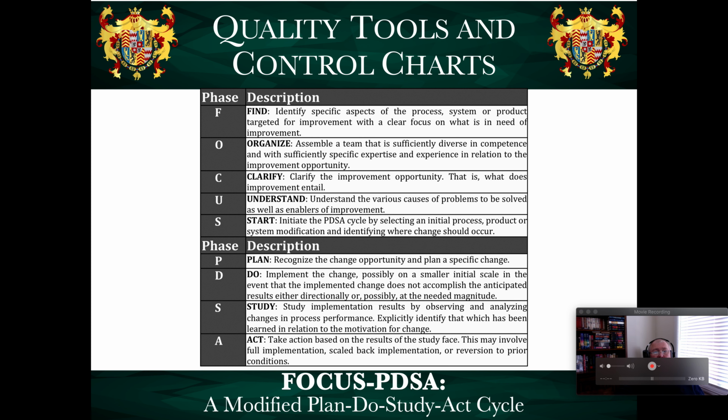Once you do that, organize. Assemble the right team that's sufficiently diverse in terms of what they're capable of doing, their competences, and with sufficient expertise and experience in relation to that improvement opportunity. Having done that, clarify the improvement opportunity. What does improvement entail? What is it that you think will result if in fact you're able to successfully improve the process? Understand the various causes of the problem to be solved, as well as enablers of improvement.